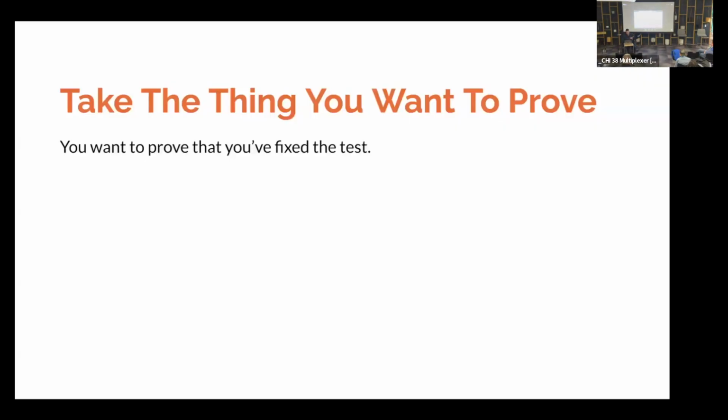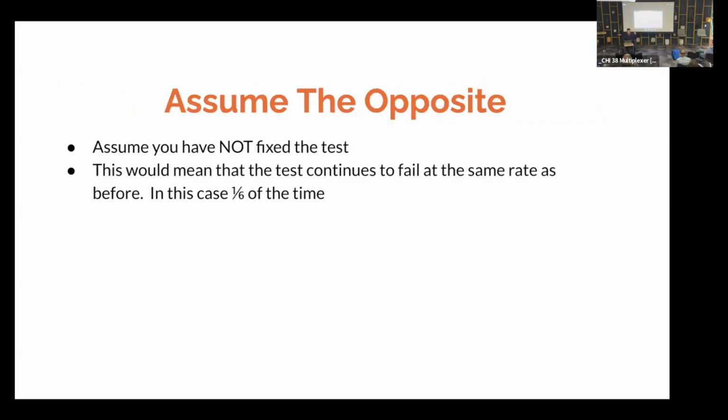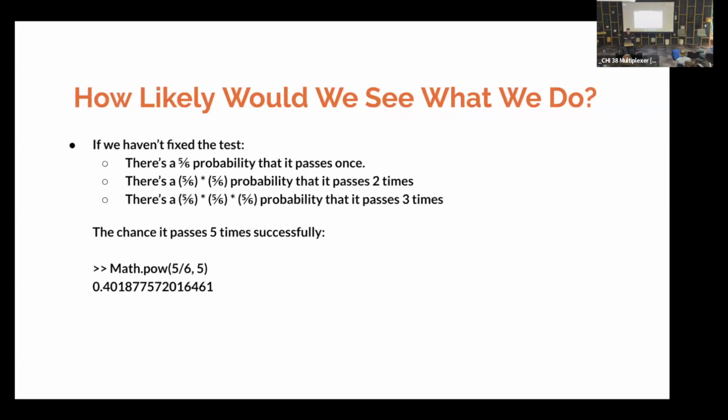So the math for this, I'm going to go one step back. You want to take the thing that you want to prove. So you want to prove that you fixed the test. So you assume the opposite. You assume that you've not fixed the test, which means that if you haven't done anything, it's probably going to still continue to fail 1/6 of the time. And so how likely is it that you see what you're seeing? If it passes just once, that's going to be a 5/6 chance. If it passes twice, 5/6 squared, 3 times 5/6 cubed, et cetera. So in this case, if it passes 5 times in a row, you're just going to go into a JavaScript console, Math.pow, 5/6 raised to the 5th. In this case, it's about 40%.